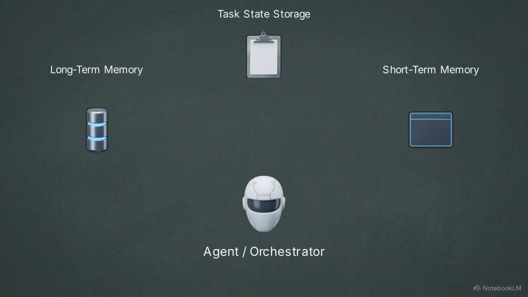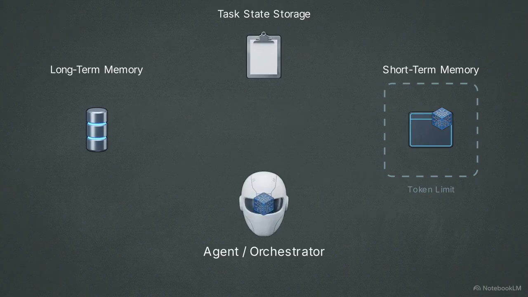This diagram illustrates how a robust system permanently solves the memory bottleneck. It divides storage into 3 strictly isolated layers, managing the flow of information across the architecture. The first layer is short-term memory. This is the context window itself, strictly bounded by a token limit and reserved exclusively for immediate, on-the-fly reasoning. The second layer is task state storage.